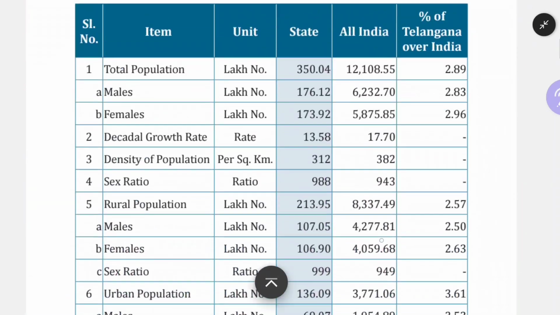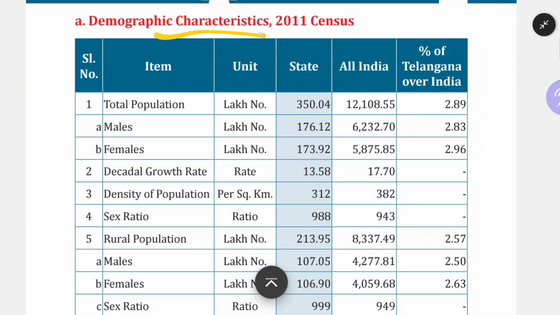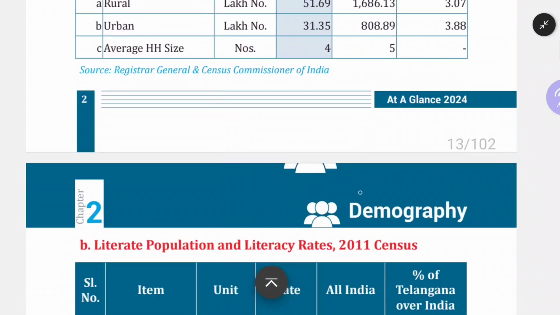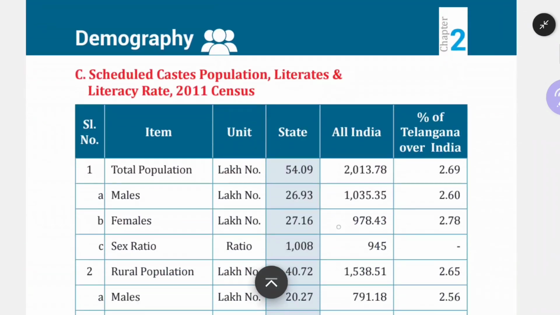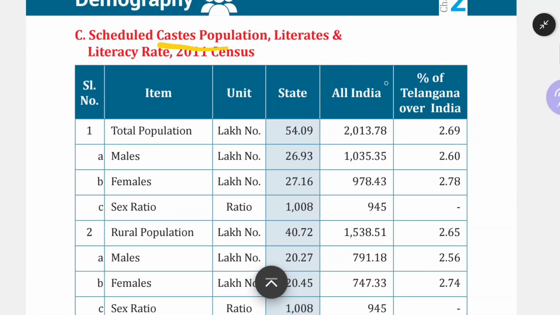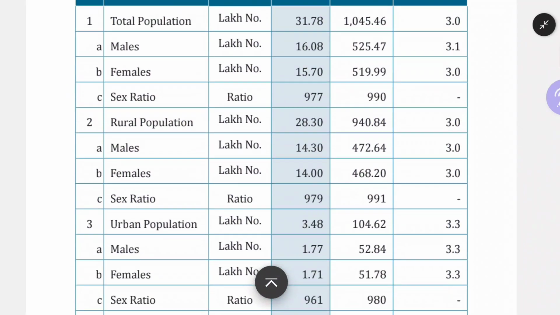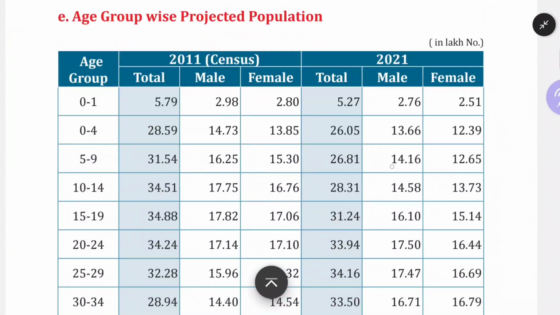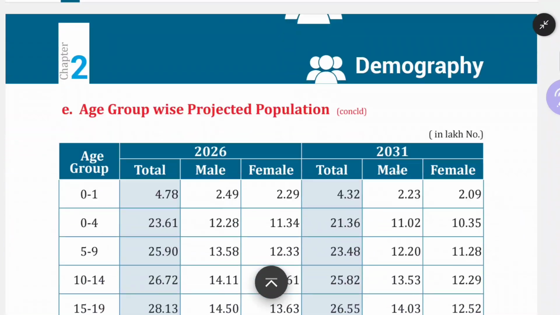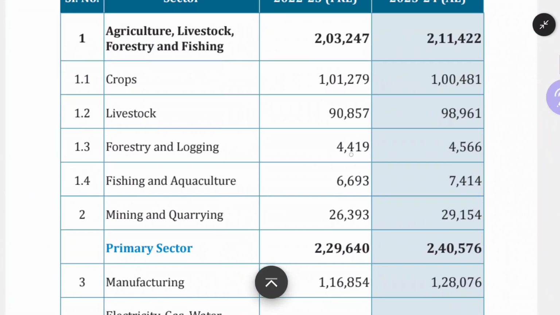Then we have the demographic characteristics, which we have also completed. Then the literacy population and the literacy rate, all this we have already done. Then caste-wise, the scheduled caste population and literacy and the scheduled tribes population and literacy, all this we have done. This was all over. Now let us go ahead with the next important topic here. Age-wise group population was also completed. This was also done, right?